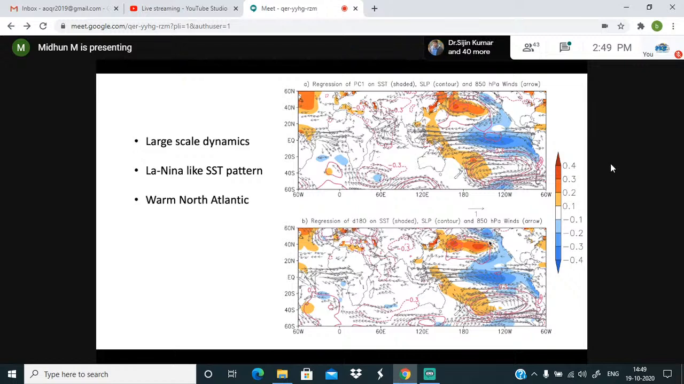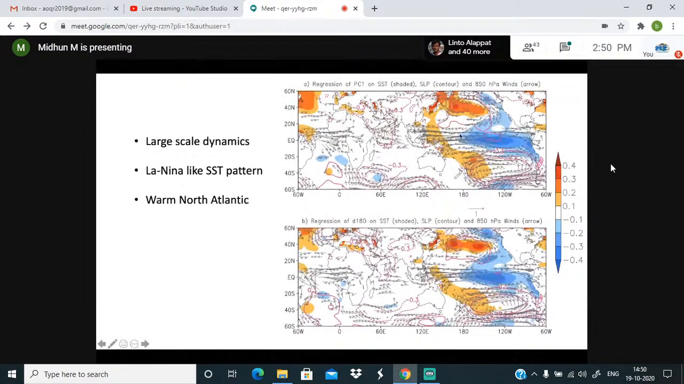In this figure, the shading shows the regression between PC1 and SST, the contours show the regression between PC1 and sea level pressure, and the arrows indicate the 850 hectopascal wind. This is the same for delta 18. Note that delta 18 is multiplied by -1 before doing this analysis, so that I can compare the figures easily. So what happens here?